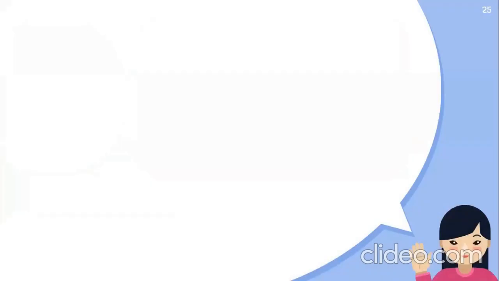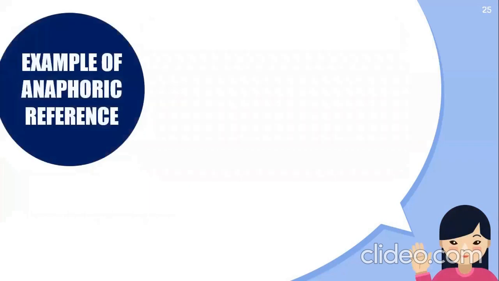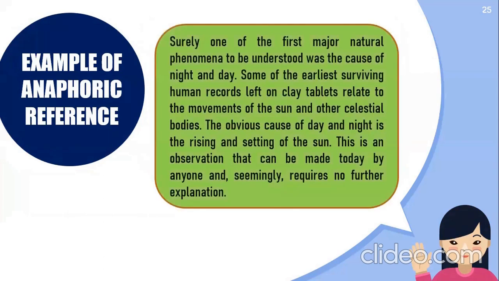So after the cohesive device of repetition, let us understand the cohesive device of anaphoric reference. Now, anaphoric reference refers to the use of pronouns and the definite article in order to refer to something that has already been said earlier. So let us understand with the help of an example. Surely, one of the first major natural phenomena to be understood was the cause of night and day. Some of the earliest surviving human records left on clay tablets relate to the movements of the sun and other celestial bodies. The obvious cause of day and night is the rising and setting of the sun. This is an observation that can be made today by anyone and seemingly requires no further explanation. So here we can see that we have used the word "this" in order to refer to information that I have already said earlier.